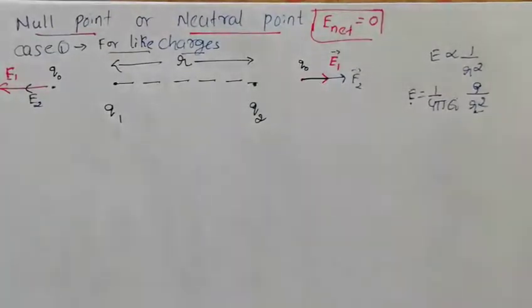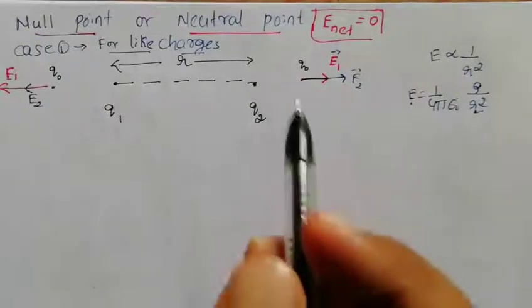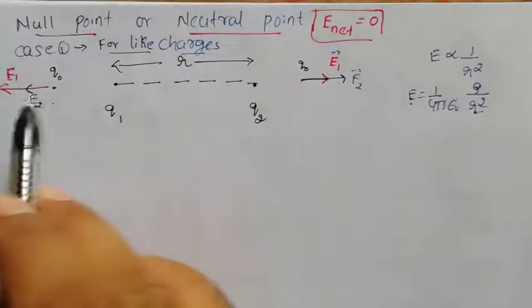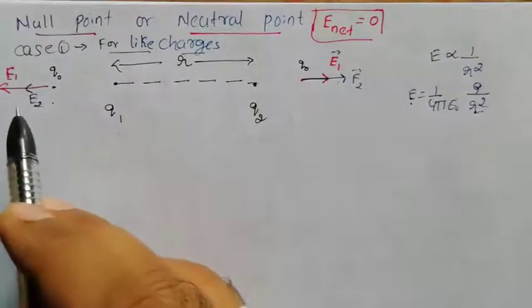So the condition you understood, I think. There is no possible case of finding a neutral point outside, because the electric field is in the same direction, so it will be added up vectorially.